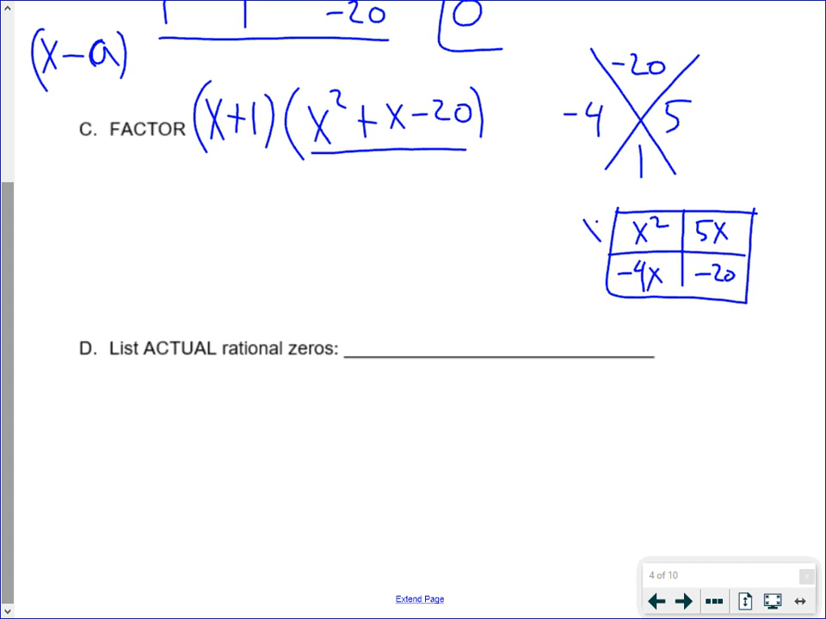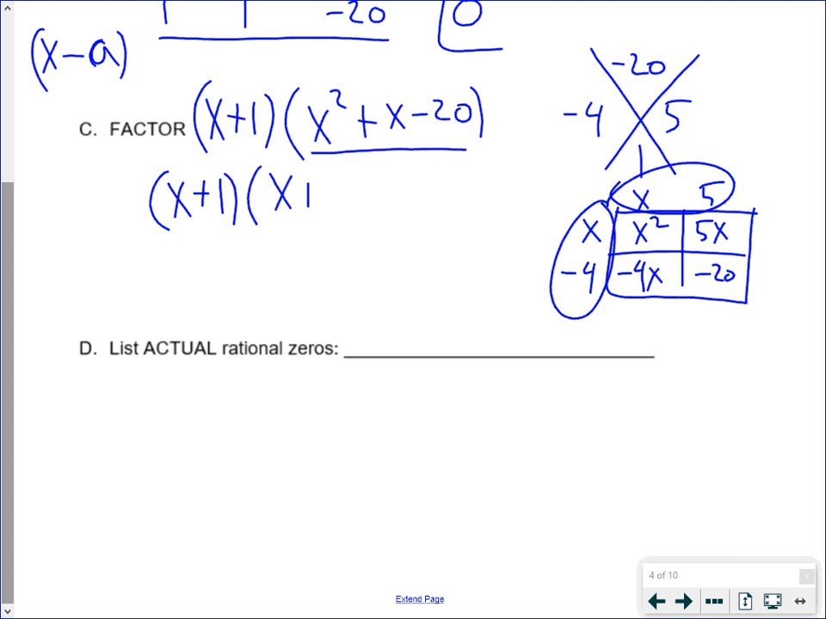We'll find the GCF of the first row. That's x. X times x gives us x squared. Negative 4 times x gives us negative 4x. X times 5 gives us 5x, and you can double check. Negative 4 times 5 does give us negative 20. So what's on the outside here is our factored form of x squared plus x minus 20. So we get x plus 1 times x plus 5 times x minus 4.